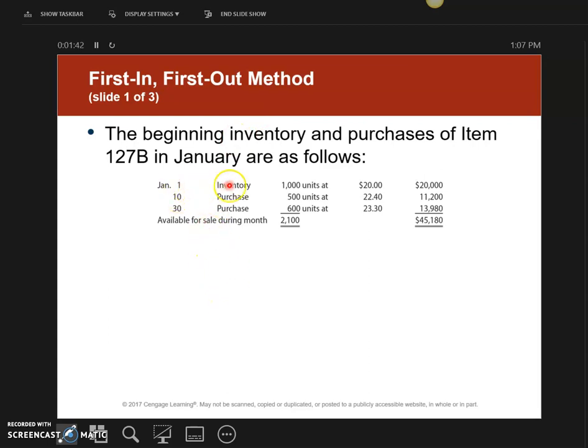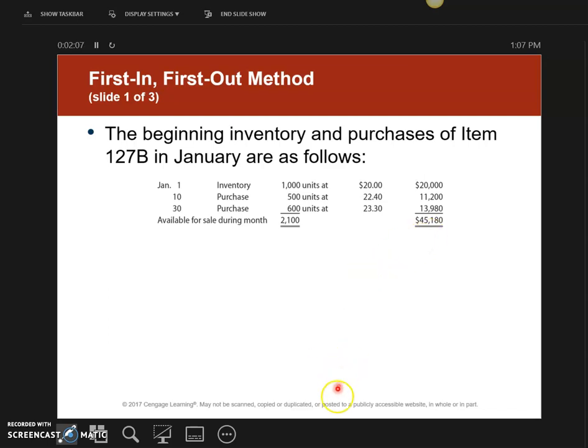So here's my beginning inventory. I had 1,000 pieces at $20 each for a total of $20,000. I bought 500 more at $22.40. And then I bought 600 at $23.30 each. So I had a total of 2,100 pieces, or that was my total available for sale. My total cost of all the inventory is $45,180.